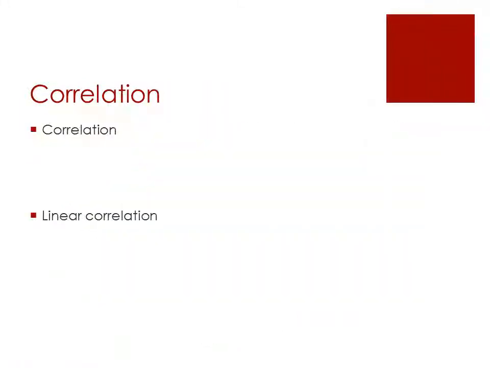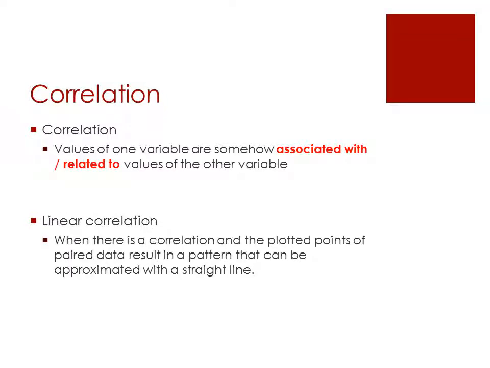So we're looking here at a correlation and then a linear correlation. A correlation means that the values of one variable are somehow related to values of the other variable or are associated with them. So there's some relationship between the two variables. A linear correlation, which is what we're going to be focusing on here, is when there's a correlation and the plotted points of the paired data result in a pattern that can be approximated by a straight line. So we've got a correlation, that's a relationship between any two variables, and a linear correlation, which we're going to focus on here, specifically means that the pattern of connections can be approximated with a straight line.